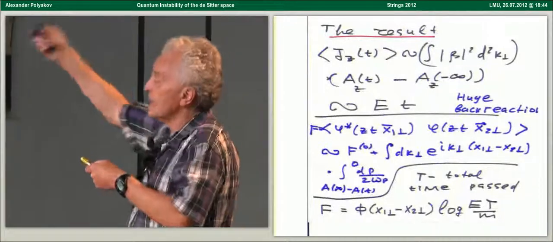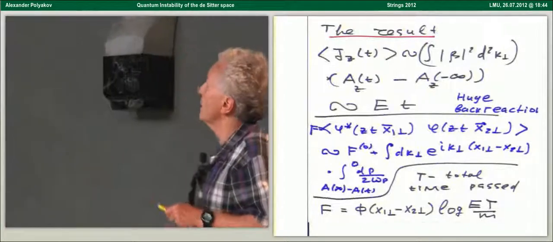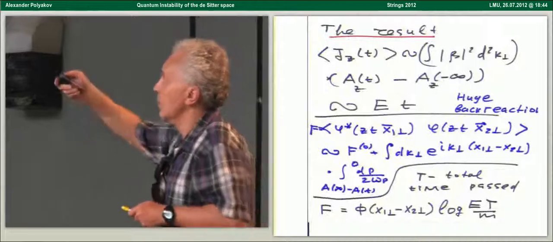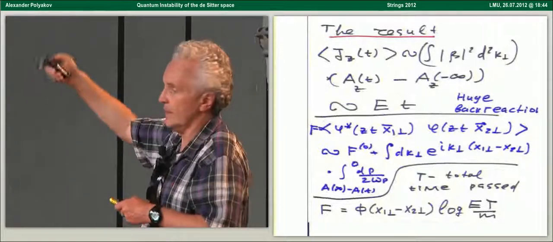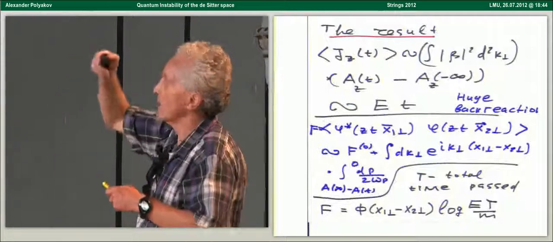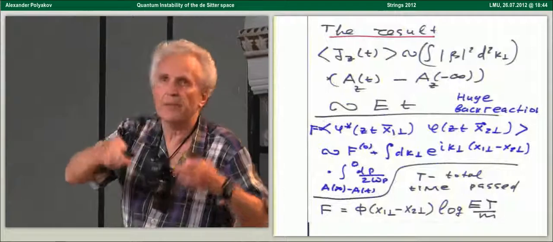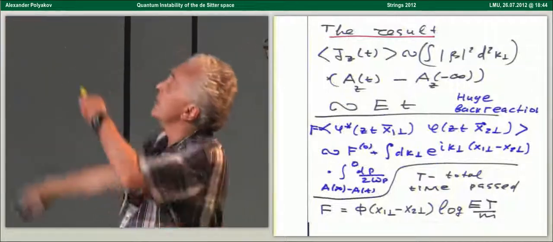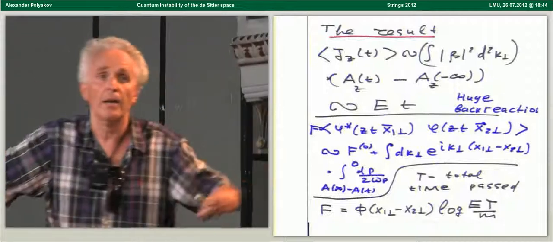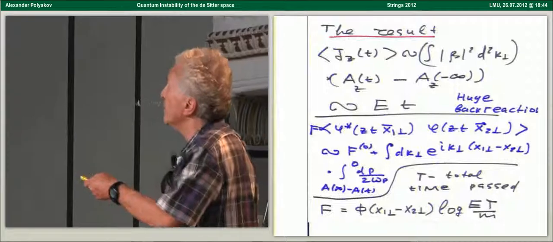Okay, so that's the first lesson which we draw, that we break down the symmetry of the problem spontaneously. We have to set up the electric field. In the past it was zero, then we turn it on, and the result is proportional to the total time since we turned on the electric field.